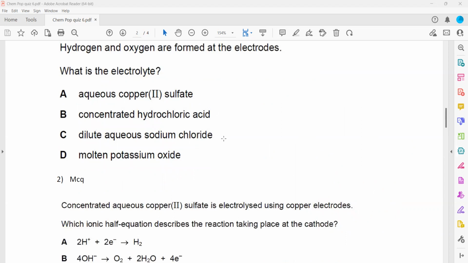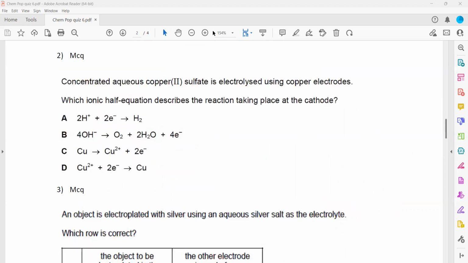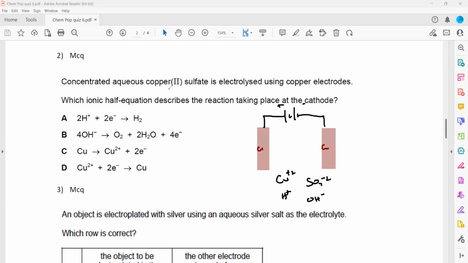In question 2, concentrated copper sulfate is electrolyzed using a copper electrode. So the anode and cathode are made of copper, connected to a battery, positive and negative, and aqueous copper 2 sulfate is there, concentrated. So copper ion, sulfate ion, hydrogen ion, and hydroxide. First, the less reactive will move. We have to write an ionic equation describing the reaction that takes place at the cathode. This one is the cathode, this one is the anode.